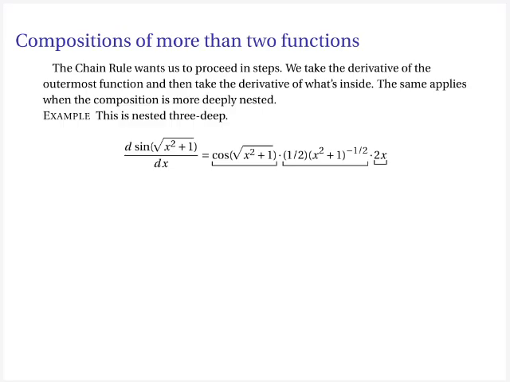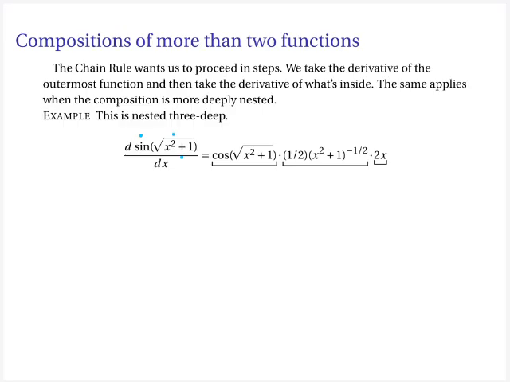So the next thing up is we talked about the chain rule, which is how to take the derivative of a composition of two functions. What do you do when you have a composition of more than two functions? The chain rule wants us to proceed in steps. You take the derivative of the outermost function, plug in the innermost function, and then take the derivative of what's inside and multiply the two together. Now, when the composition is more deeply nested, it's just more of the same. It's exactly the same. So here I see sine of square root of x squared plus 1. So that's 3 deep.